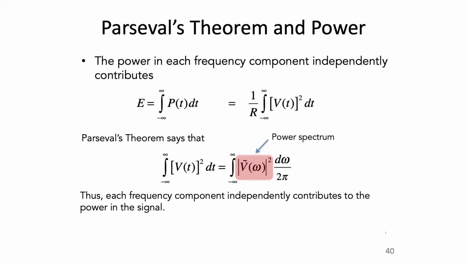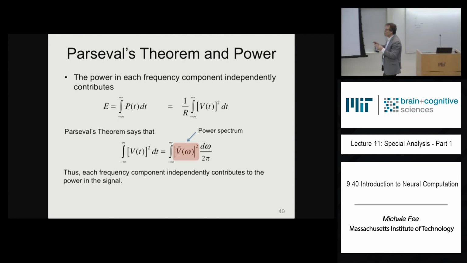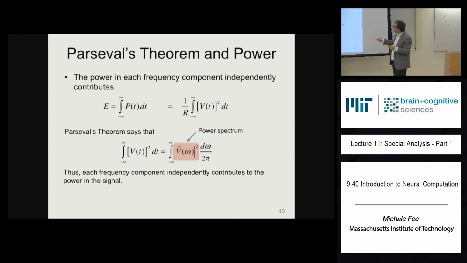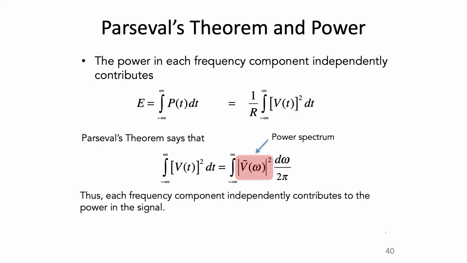Okay? And what that means is that you can see that each of these frequency components, each component in frequency, contributes independently to the power in the signal. Okay? What that means is that you can think of the total energy in the signal as just the integral over all frequencies of this quantity here that we call the power spectrum. Okay? And so we'll often take a signal, calculate the Fourier components, and plot the square of the Fourier transform, the square magnitude of the Fourier transform. Okay? And that's called the power spectrum.